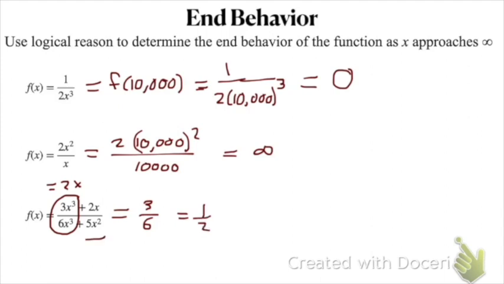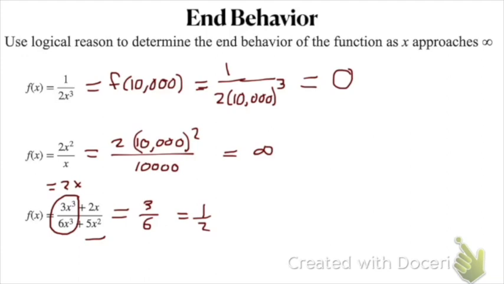These other parts on the end don't have as much influence on our functions as we get very, very large x values. What matters is the highest exponents. Those are the ones that are going to drive the behavior of the function. And since we have the same power in both the numerator and denominator, it's just going to be the coefficients dividing out. So 3 over 6. This is how we look at these logically.